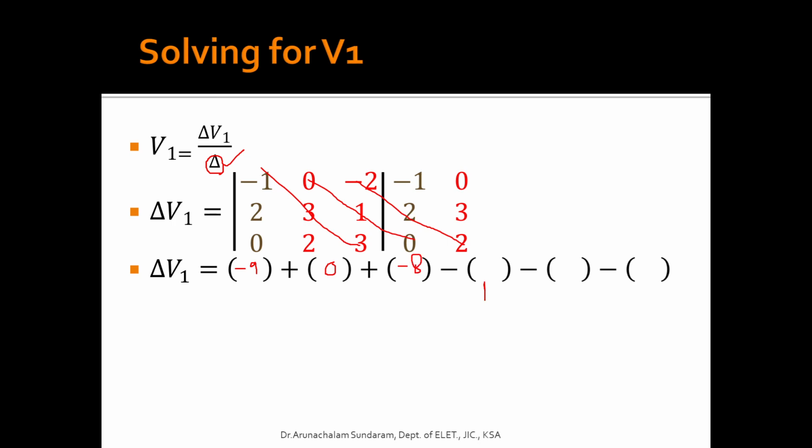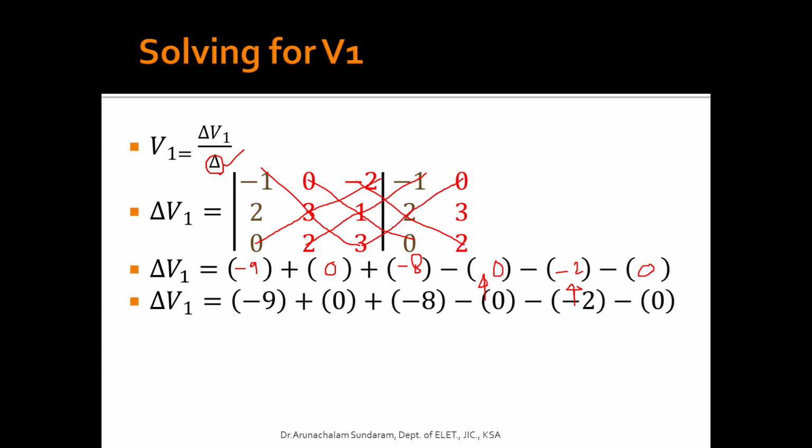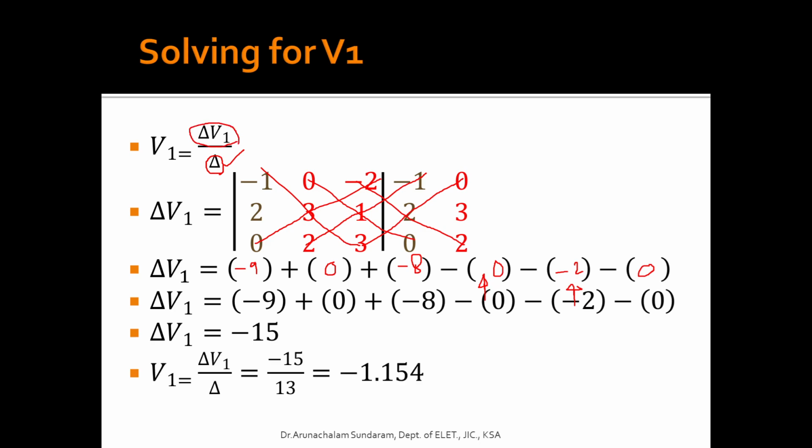How do you fill this one? We have to multiply these numbers, so it is 0. How do you fill this one? We have to multiply the next three numbers, which is minus 2. Then these two numbers become 0. So this is how you calculate delta V1. Delta V1 is minus 15. So take that delta V1 and substitute here. V1 is minus 15 by 13, so V1 is minus 1.154.